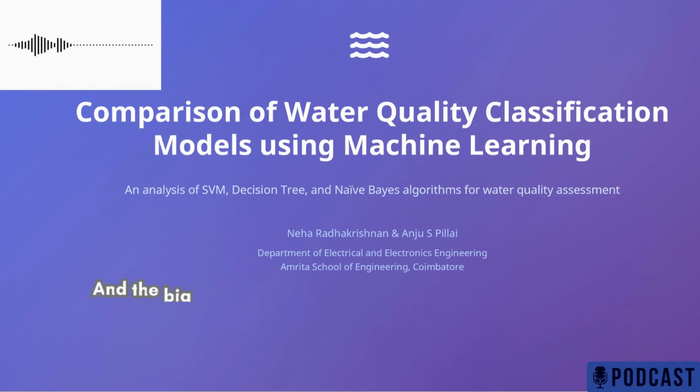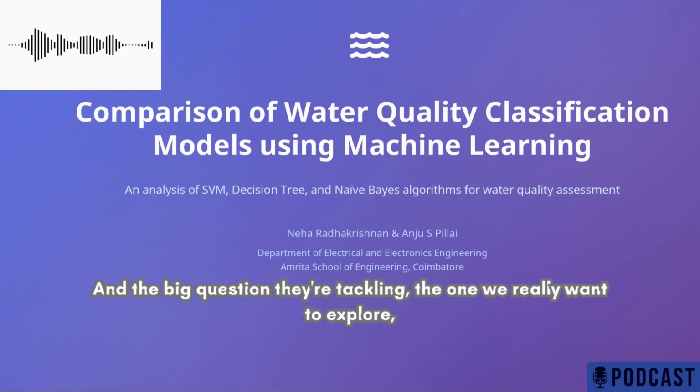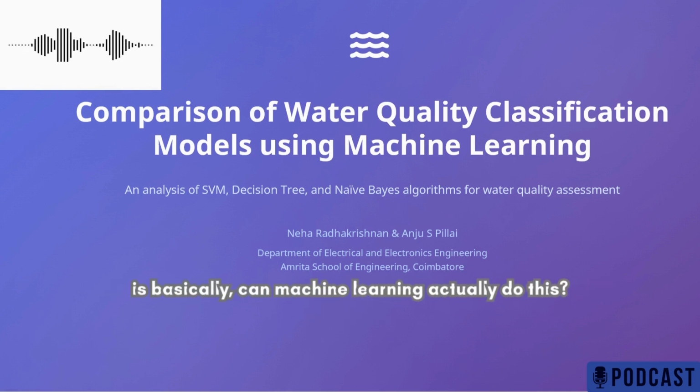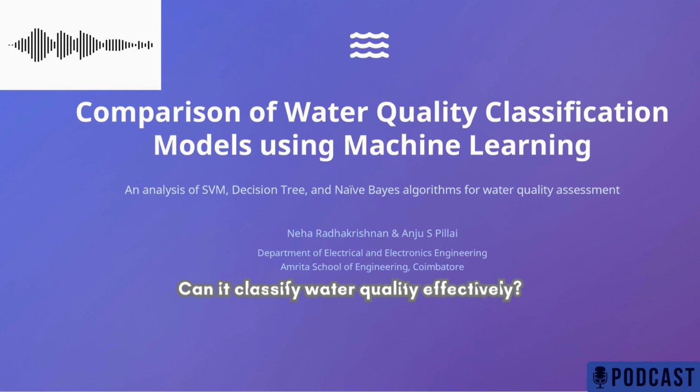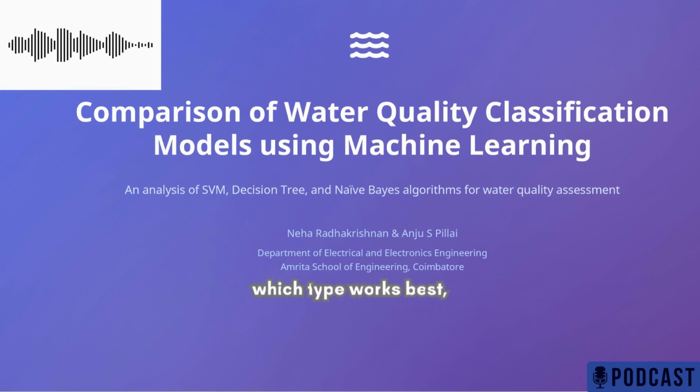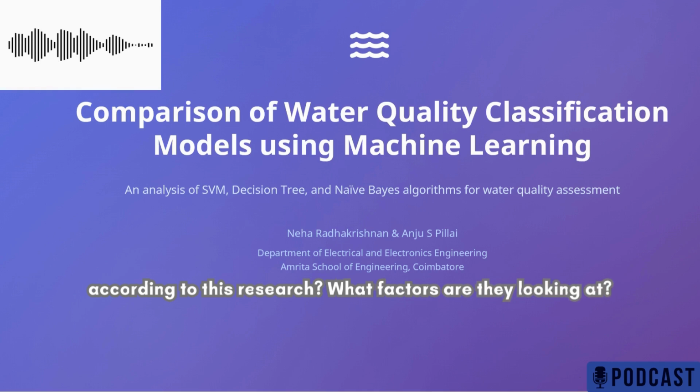But this paper looks at a more modern way, a data-driven approach using these machine learning algorithms. Right. And the big question they're tackling, the one we really want to explore, is basically, can machine learning actually do this? Can it classify water quality effectively? And if it can, which specific algorithm, which type, works best, at least according to their study? So jumping right in, what is quality water according to this research? What factors are they looking at?